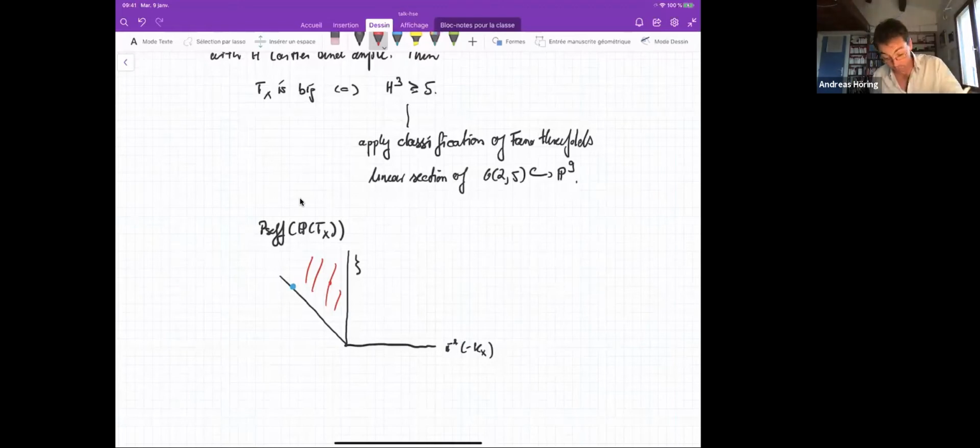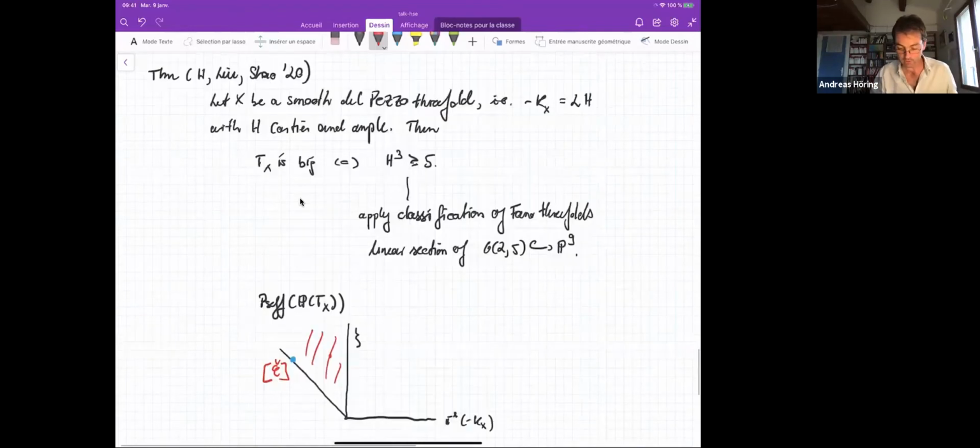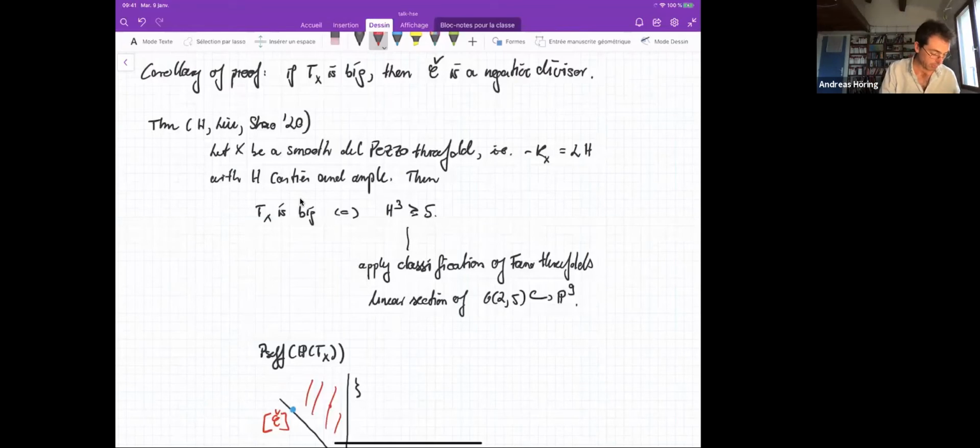Yeah, and so then a posteriori it turns out that somehow this guy is exactly C-hat. This is somehow the proof. So one of the applications of this general criterion is this case of the del Pezzo threefolds. And how does this work?